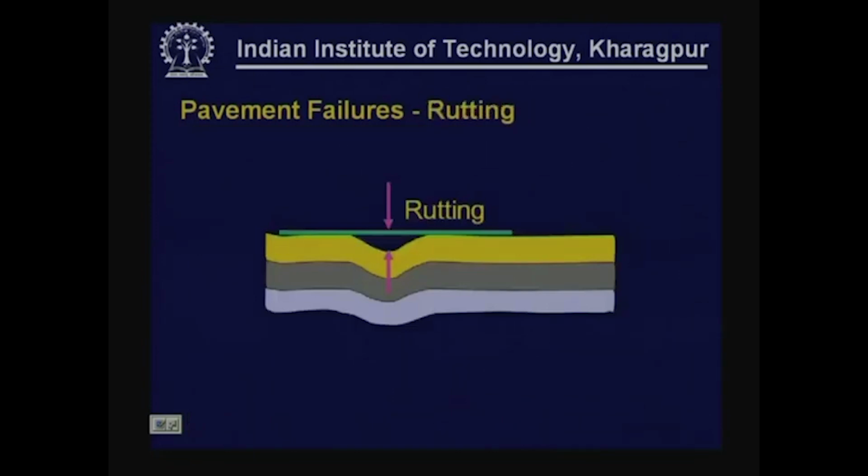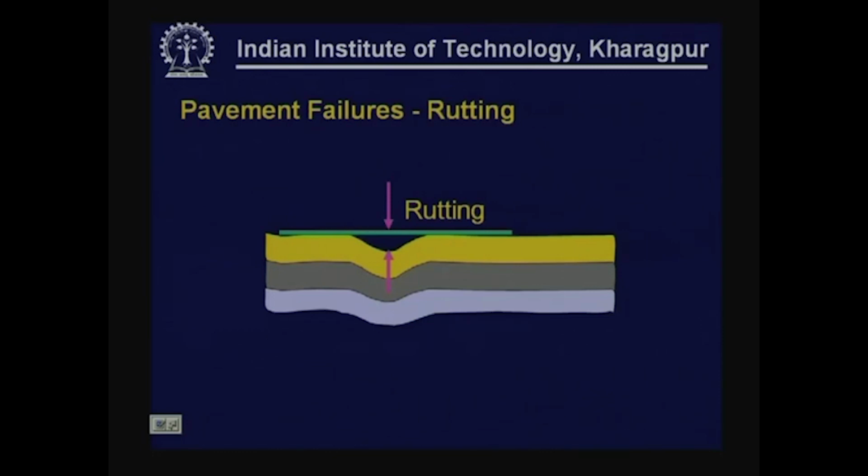We see here the rutting phenomenon that is occurring in pavements. This is a failure that occurs because of shear flow or permanent deformation of some or all of these pavement materials, but most of this rutting normally occurs in the subgrade, though it can occur in other layers also. What is seen at the surface as rutting or rut depth is the accumulated permanent deformation that is occurring in different layers. The sum of all that is seen on the surface as rutting.